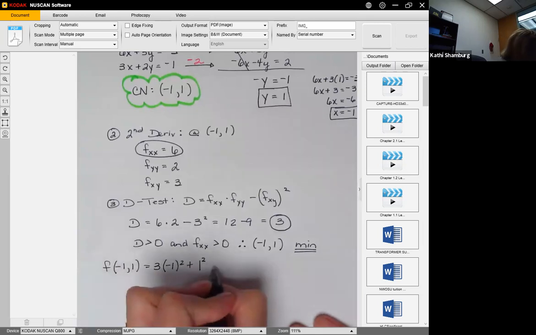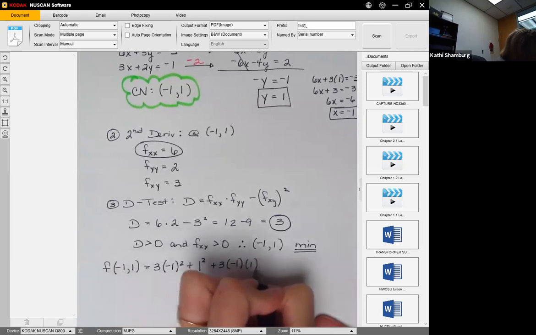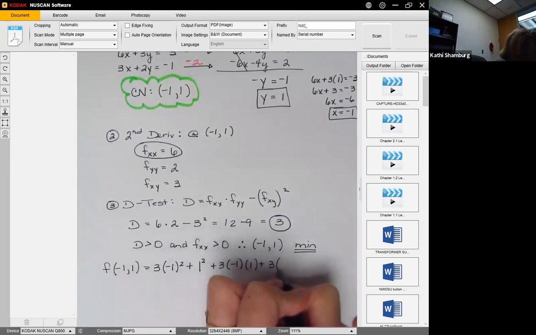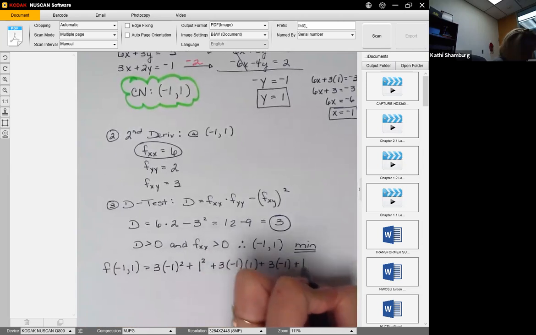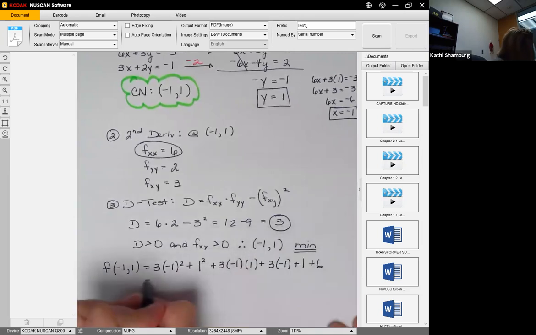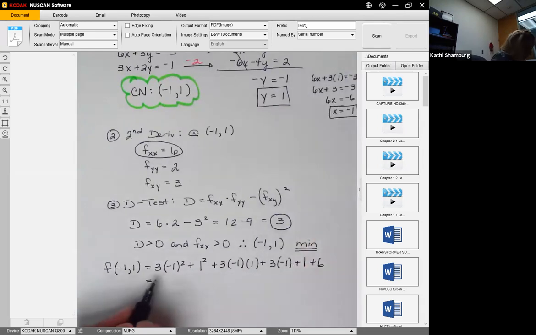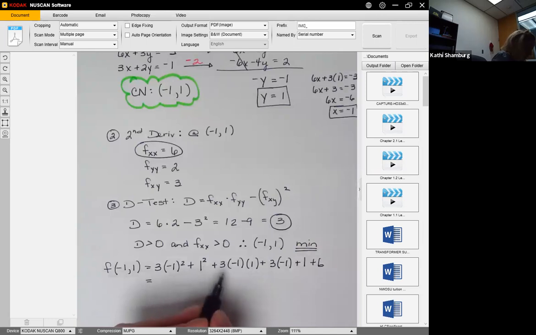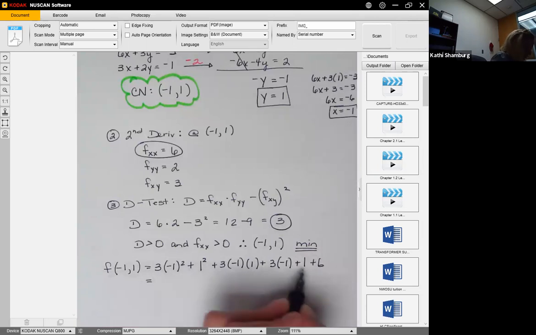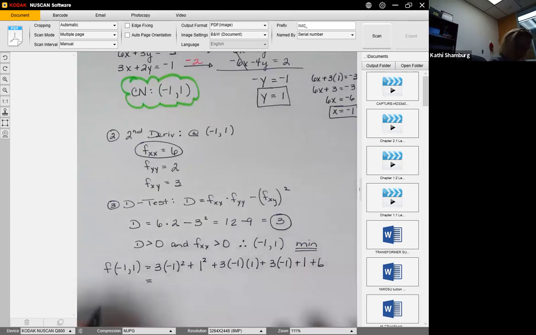Yeah, for a minute I thought it was cubed. Plus 3 times -1 times 1 plus 3 times -1 plus 1 plus 6. I calculated that, but I want to make sure I get the same answer. So we have 3 times -1 squared plus 1 squared is 1, plus 3 times -1 times 1 plus 3 times -1 plus 1 plus 6, and we get 5.